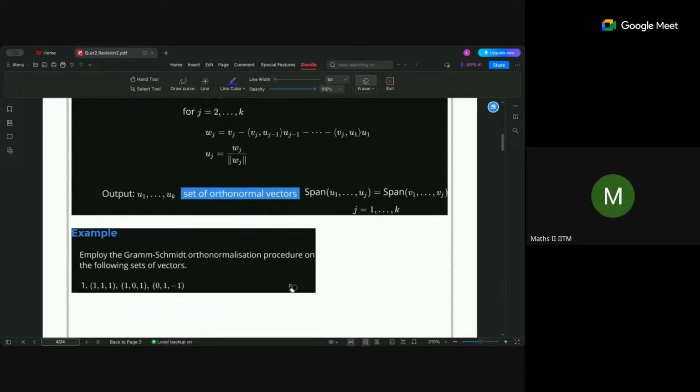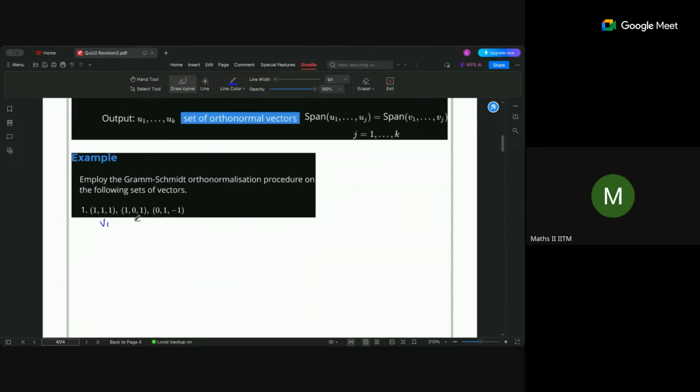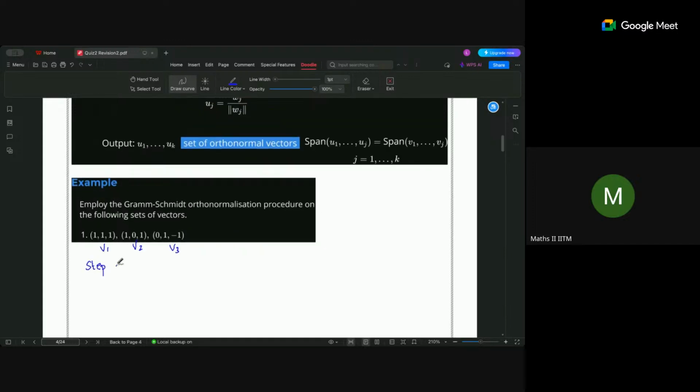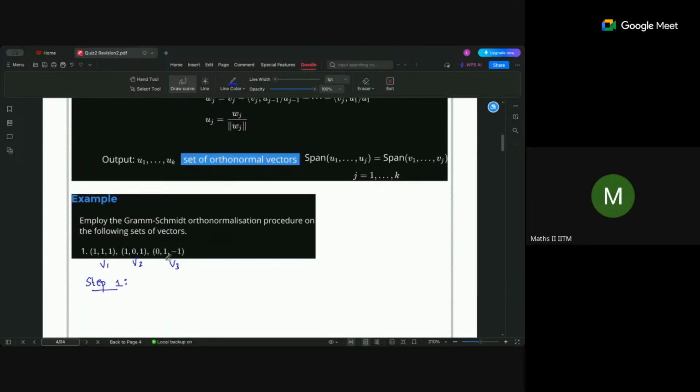Okay, so let us do one example for this. Let us say you have these vectors here. Let us call them, using the same notations, v1, v2, v3. What is the first step here? For step 1, u1 is equal to v1 by norm v1. What is norm v1? Tell me quickly. Root 3. Yeah. So you have 1 by root 3 times (1, 1, 1). So this is your u1, right?